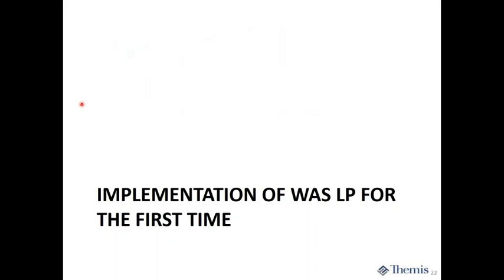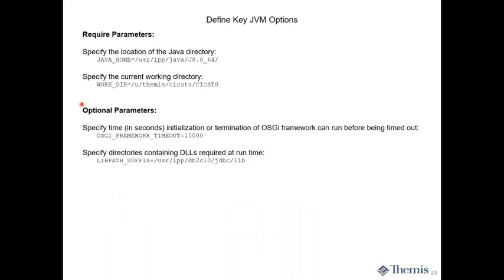So now the complex stuff. So this is implementing WAS for the first time, okay? Now in that DFHWLP that you copy, there are lots and lots of parameters. The next few slides I'm going to show you are all the parameters you need to really consider changing, okay? And some choices as far as what the options are.